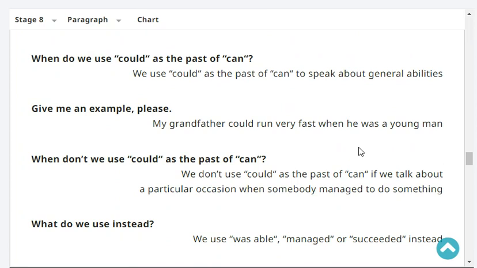Give me an example, please. My grandfather could run very fast when he was a young man. Very good.